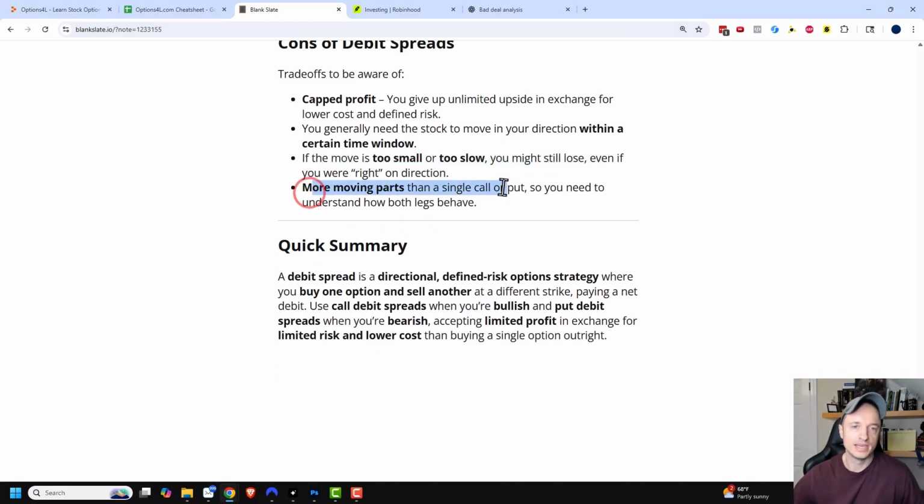And there's more moving parts than a single call or put, so you need to understand how both legs behave. So it's a little more complicated, but it's not that hard to understand.